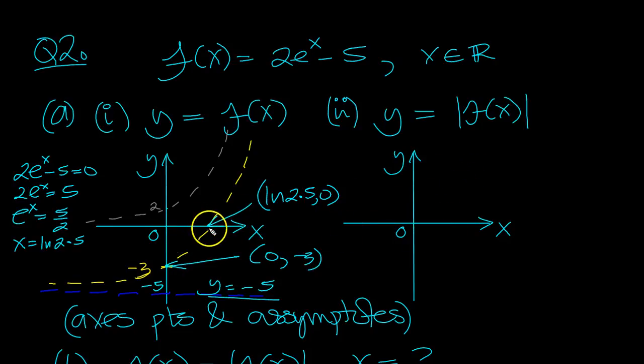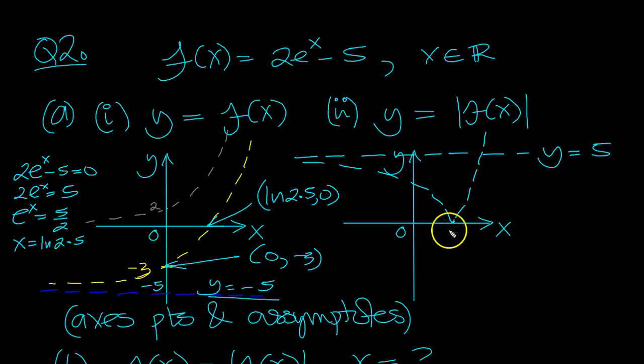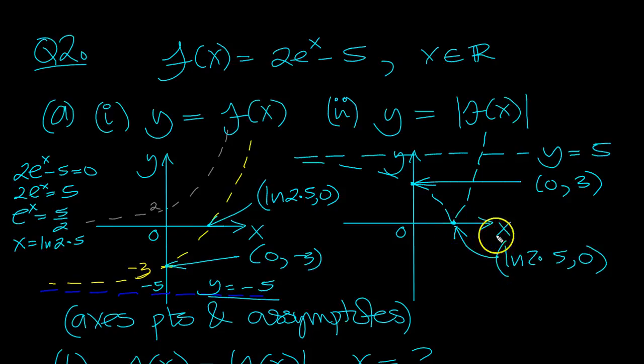Here, the modulus, well, we just do the same curve. So it's going to come down here, same as before. But instead of going around like that, it's going to be the modulus. So it's going to go like that. This would then be the asymptote here, which is y equals 5. This would be the crossing point here, which would be 0, 3. Okay, and this would not be a crossing point, but it touches it here. So this would be ln 2.5. Touches.